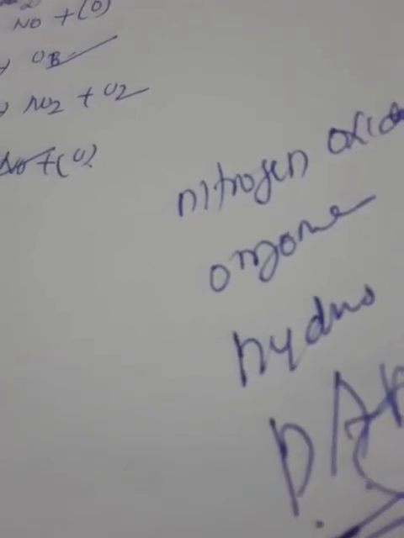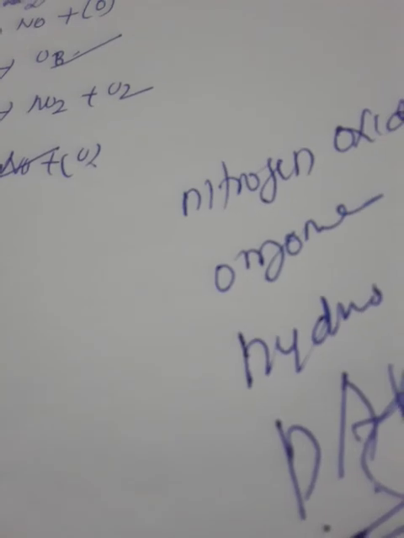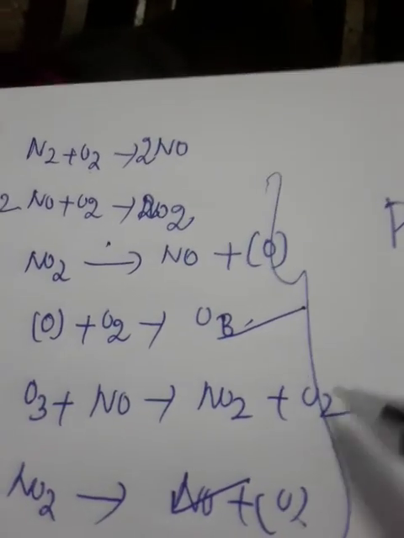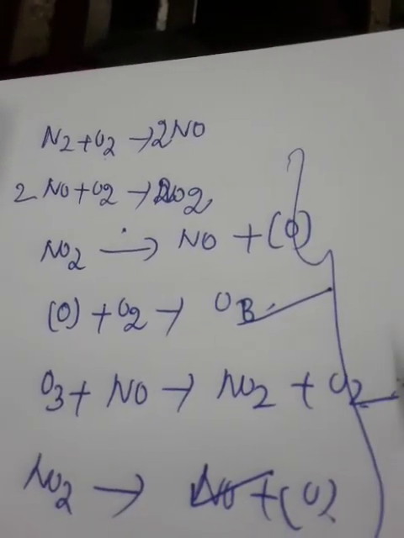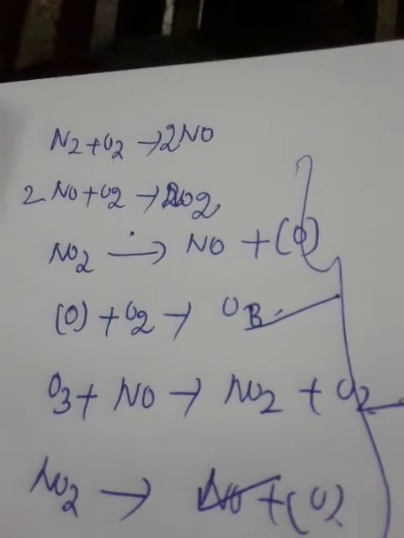It is clearly given in page number 267 and 268. You can go through and mark, and these reactions you have to learn compulsorily. What is the effect of the photochemical smog? What are the reactions taking place in the atmosphere? This should be learned.